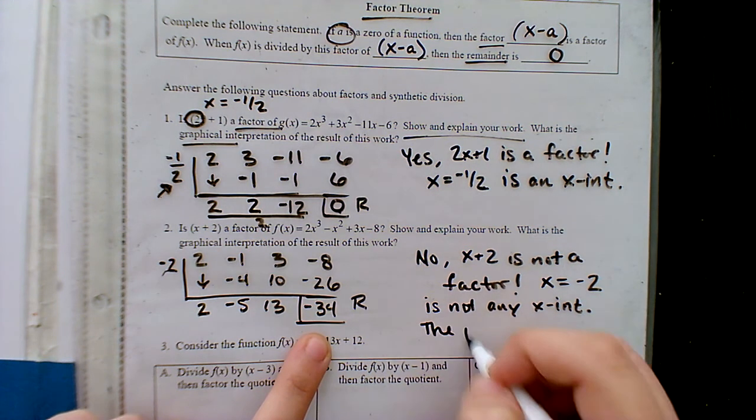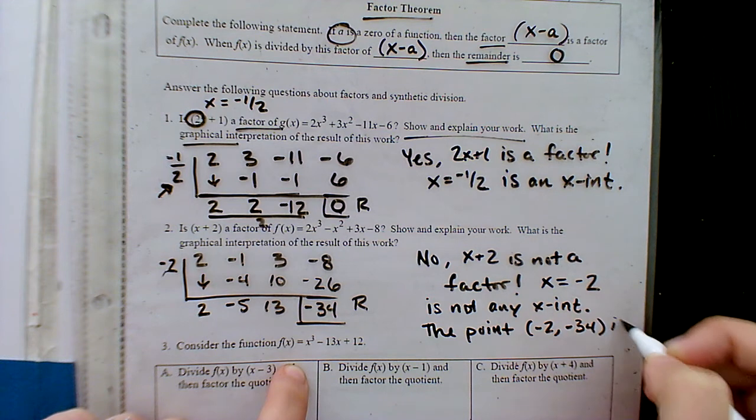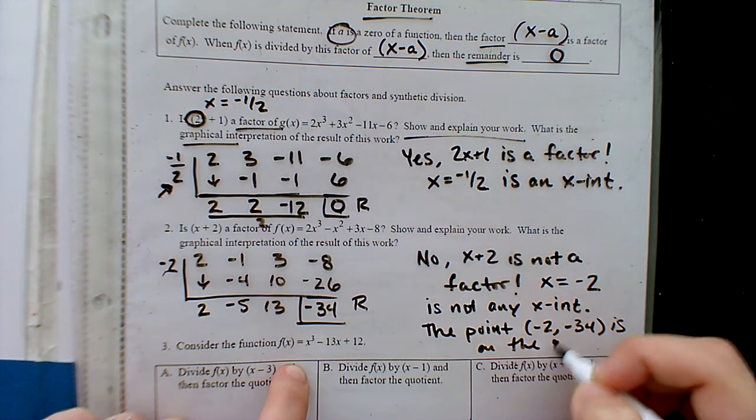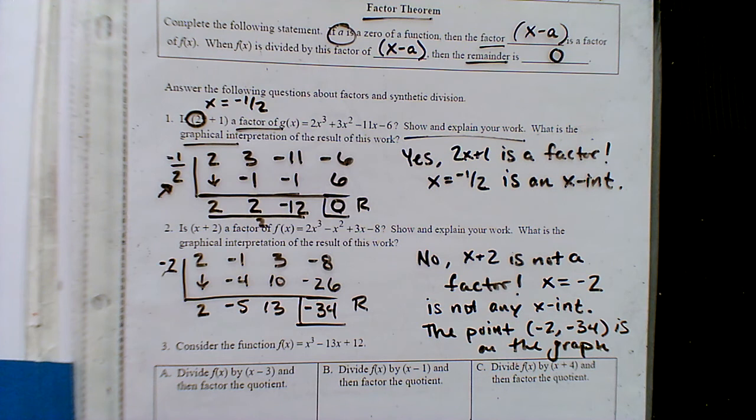We can say the point -2, -34 is on the graph. Okay, the remainder is telling you a function value, aka a y value, aka a graphical location. Okay, the remainder is kind of the clue or the key to all this division. It is something left over. Looking good? Yeah. Sink it in. Okay, we're basically looking for a remainder of 0 if it's a factor, or if it's not 0, we know it's not a factor. All right, let's check out 3.